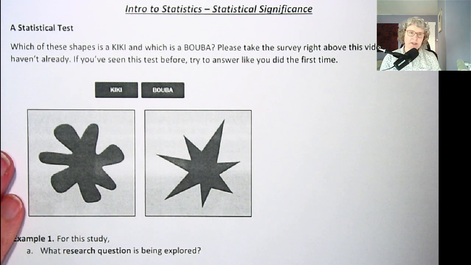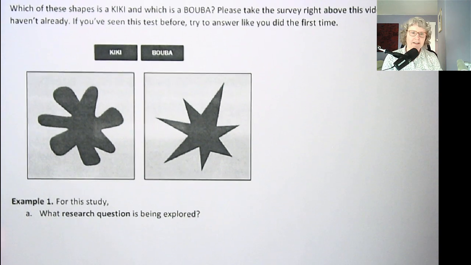So we have two shapes here, a kind of rounded, more cloud-like shape, and then a more pointy, jagged-like shape. And we have two words, nonsense words really, kiki and booba. You may have seen these words in the media. If you haven't already, please go do the survey, and you're just going to choose which shape you think is kiki and which shape you think is booba. If you've seen this before, try to answer like you did the first time, or what you first thought. Great. I'll give you a moment to do that. Okay, great. Thank you for doing that.